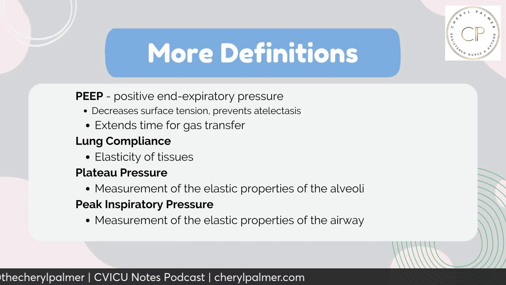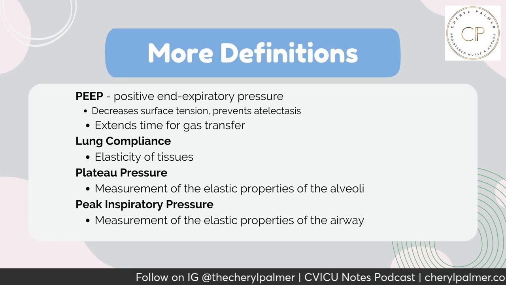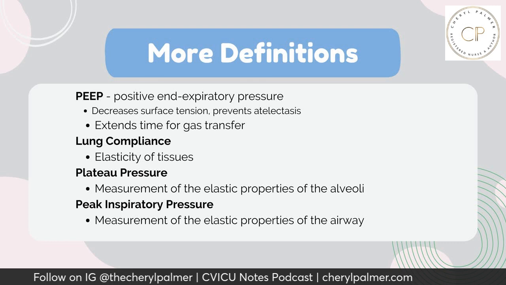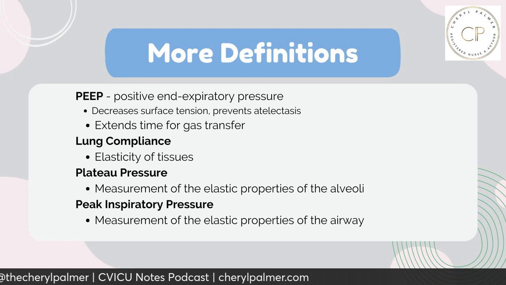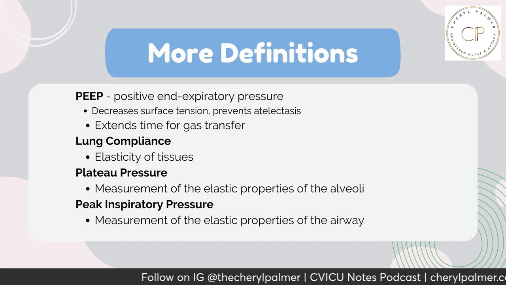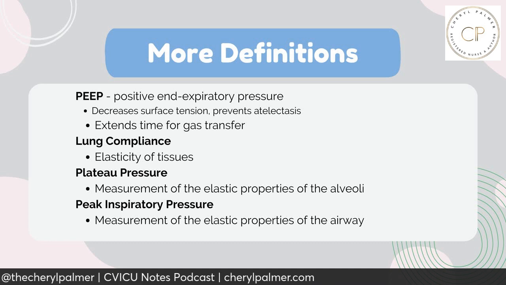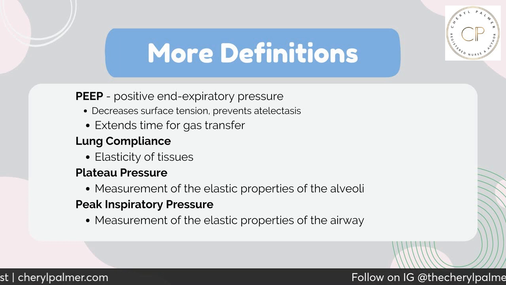Here are some more definitions that you should know about. PEEP, positive end expiratory pressure, decreases surface tension and prevents atelectasis, and it also extends time for the gas transfer. Lung compliance is the elasticity of the tissues of the lungs. Plateau pressure is the measurement of the elastic properties of the alveoli. Peak inspiratory pressure is the measurement of the elastic properties of the airway.